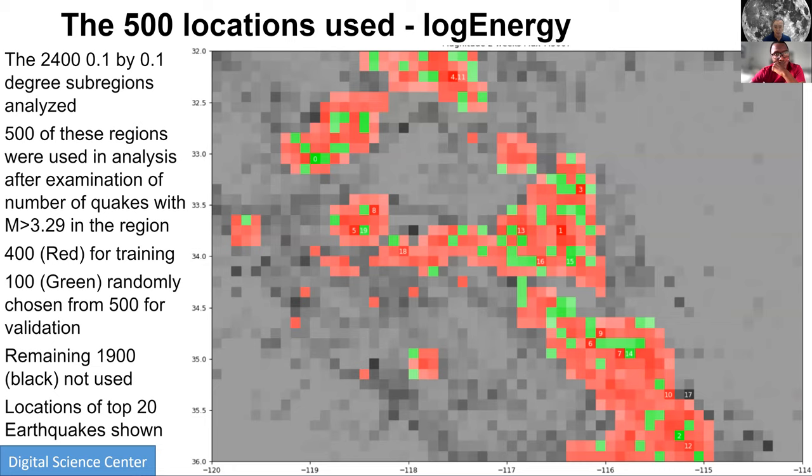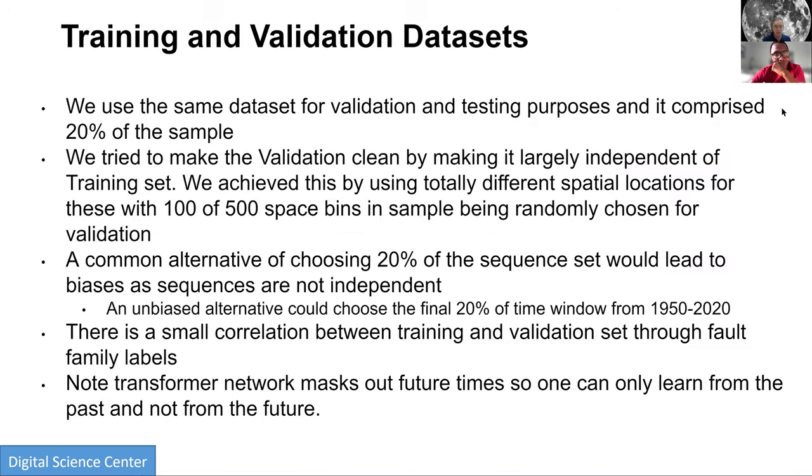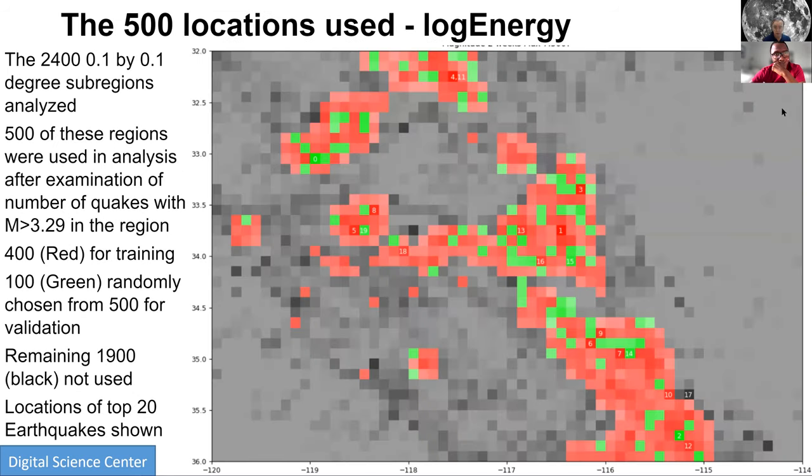So this actually shows these quite prettily, these 500 regions. Here we have the 2400 locations. Each of these squares is one of those locations. They run from latitude 32 to 36 and longitude -120 to -114. And Los Angeles is in the middle there, with the Pacific Ocean on the bottom left and the desert to the top right. The gray and black things are the points we didn't choose. The green are the validation set and the red are the training set.